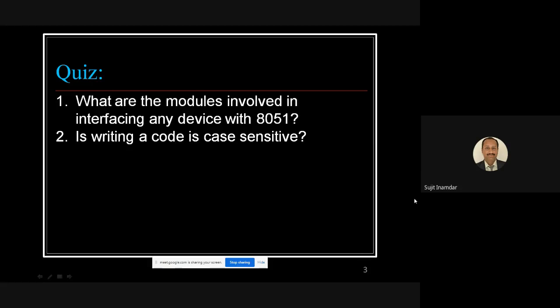The first question that is written is: what are the modules involved in interfacing of any device with 8051? As a third person, just look at it and think that if you want to connect this particular device, which two broad modules are required?